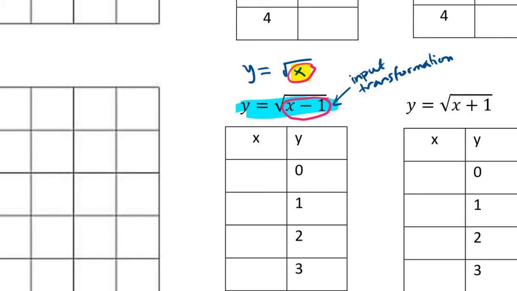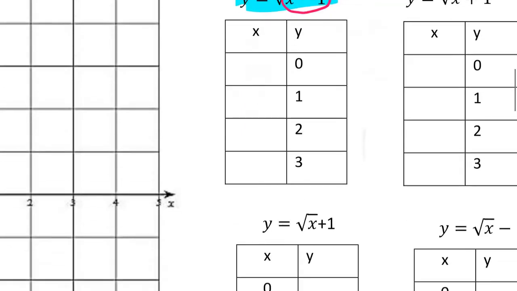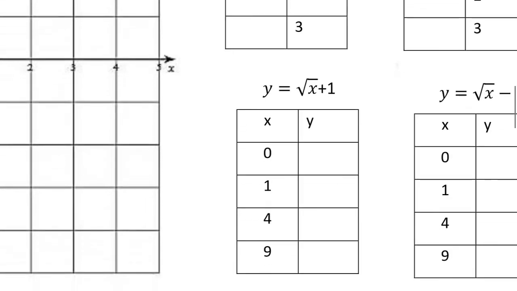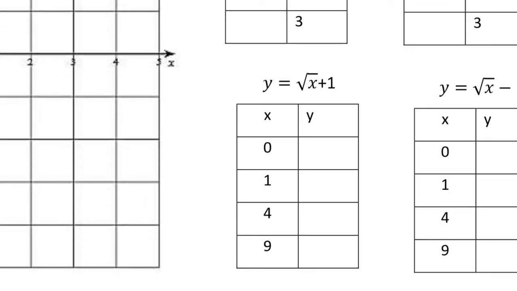So this is input because the x is changed. Over here, the x has not changed. The x is just x right there. But there's an additional number on the outside. See that one there? That is an output transformation. So if you take note of that, it's output because the input is not affected. This is output transformation.